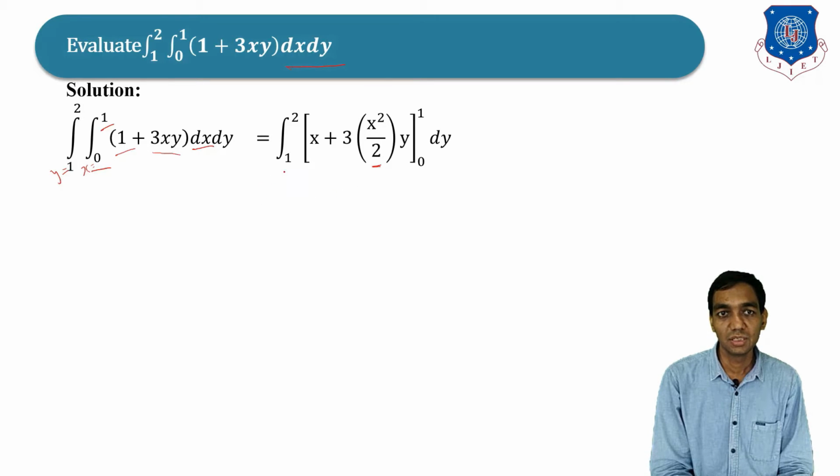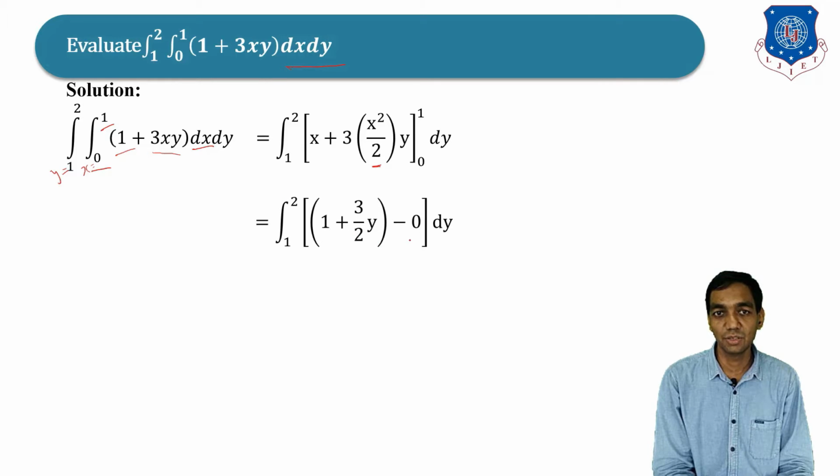Now what we are going to do is put the limits. Since we integrated with respect to x, we put the limits of x, which are 0 to 1. So first we substitute 1 and then we substitute 0. That will give you the integration from 1 to 2 of (1 + 3/2 y - 0) dy.